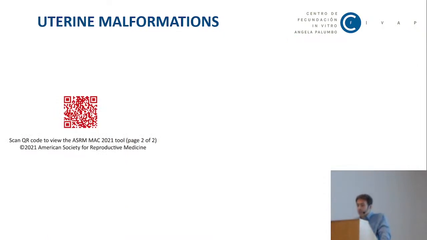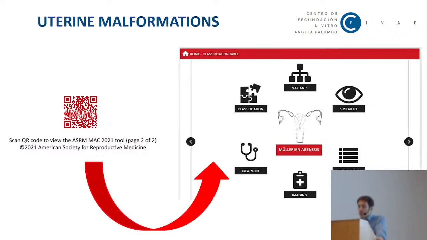This classification also has a web tool. If you scan this code, it will take you to the web tool. It has an interesting application. I recommend you try it. When you select the malformation, you can see the different variants, the different diagnoses, the symptoms the patient will have, images to guide us on what type of images we have on sonogram and MRI, and recommendations for the treatment of this type of malformation. So I recommend you try it at home.